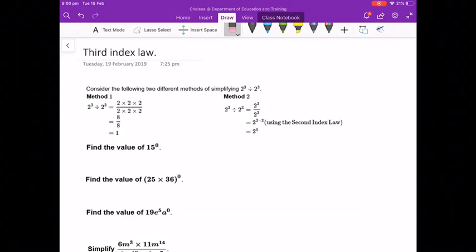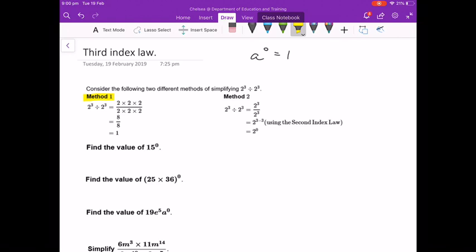Today we're going to look at the third index law, and it is a to the power of 0 equals 1. Now what that means is if you have any base that is to the power of 0, the answer will always be 1. And I'm going to show you that using a few different methods. So let's look at method 1.